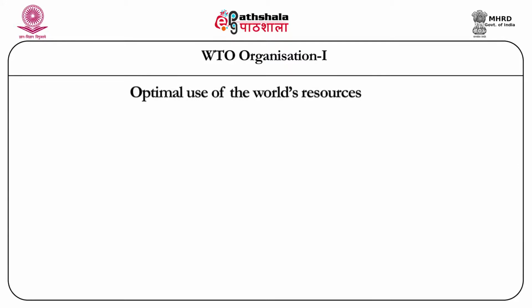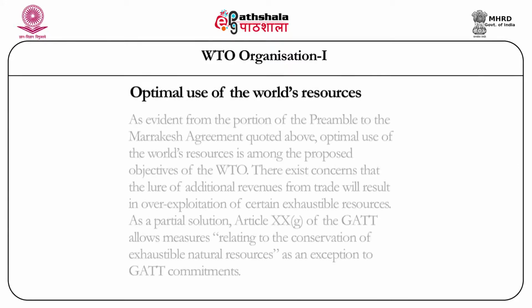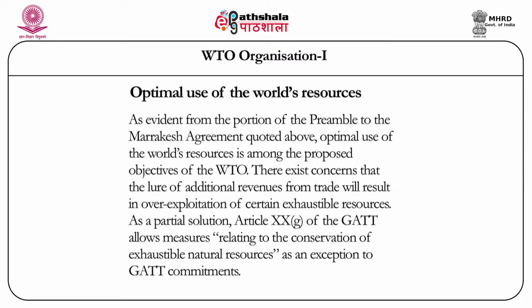What are the optimal uses of the world's resources? As evident from the portion of the preamble of the Marrakesh Agreement quoted above, optimal use of the world's resources is among the proposed objectives of the WTO. There exist concerns that the lure of additional revenues from trade will result in overexploitation of certain exhaustible resources. As a partial solution, Article 20(g) of the GATT allows measures relating to the conservation of exhaustible natural resources as an exception to the GATT commitments.